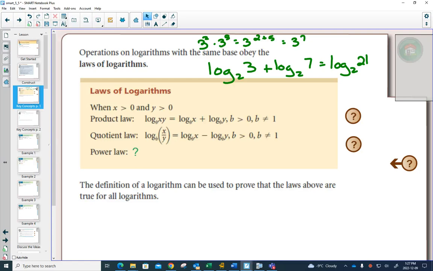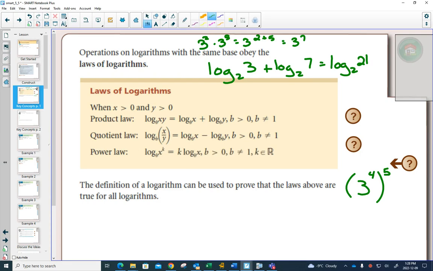And finally, we had a power law in exponents. What did you do if you had 3 to the 4 to the 5? You multiply that. And so if you have an extra exponent in a logarithm, that extra exponent comes out in front and you multiply as well. So if I had log base 7 of 6 to the 5, I could bring the 5 out in front, and it would be the same as 5 log base 7 of 6.